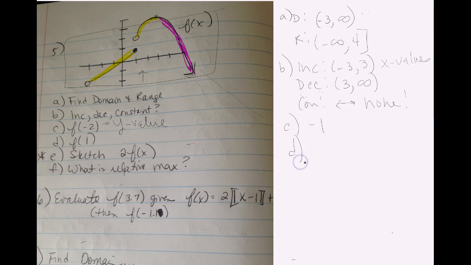Part D, f of 1. f of 1 is saying what's the y value when x is 1. So if I look at my picture when x is 1, okay, this is what's happening, right? It's that big jump in the graph. So which one of those is the y value? Do you think it's 1 or do you think it's 2? It's not both of them, okay?